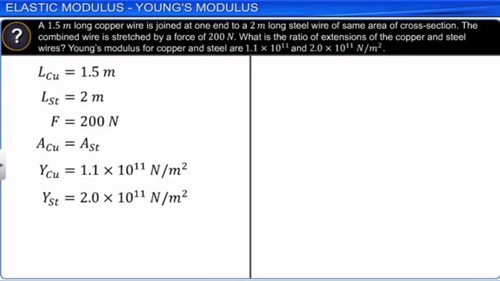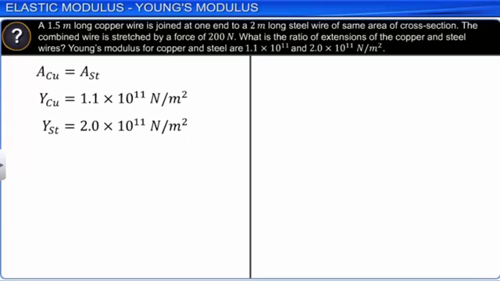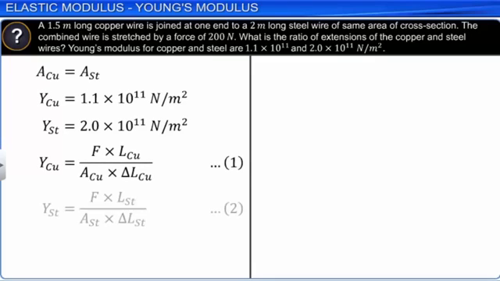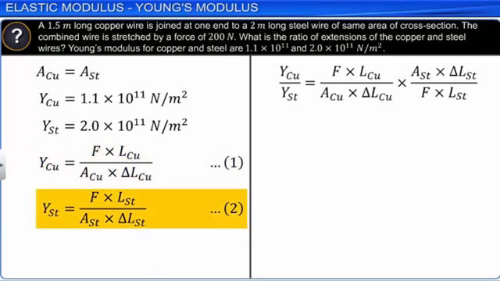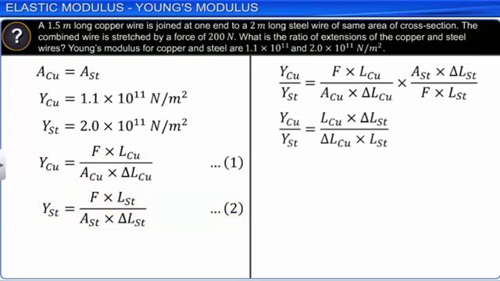We divide equation 1 by equation 2 and cancel out the equal values of areas of cross-section and the force F. We rearrange the equation to get the ratio of delta L steel to delta L copper. Now, substitute values into the right side of the expression. We simplify to get the ratio of extension of the copper wire to steel wire as 11:15.